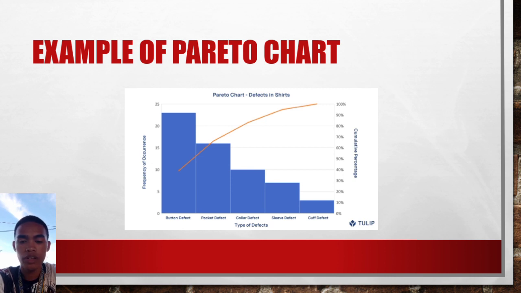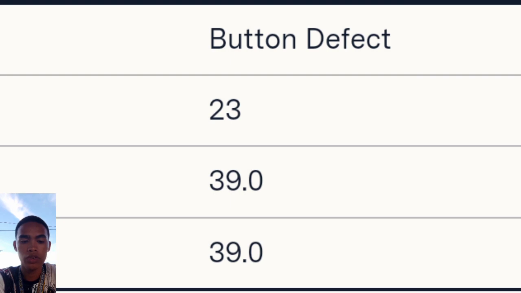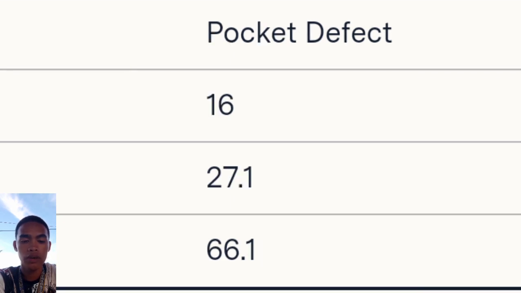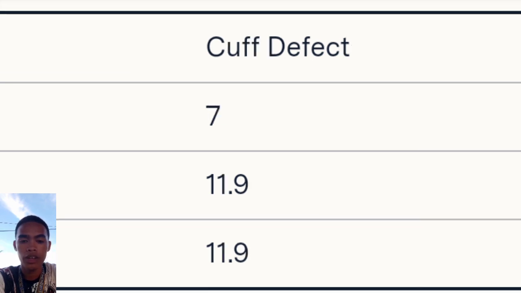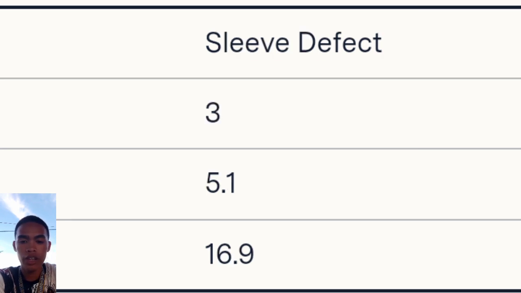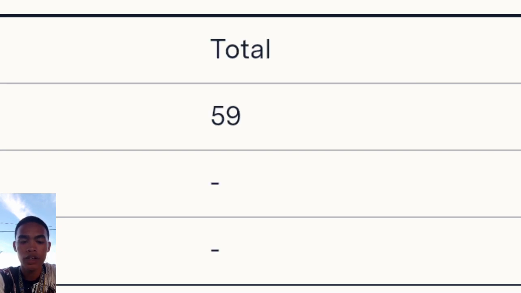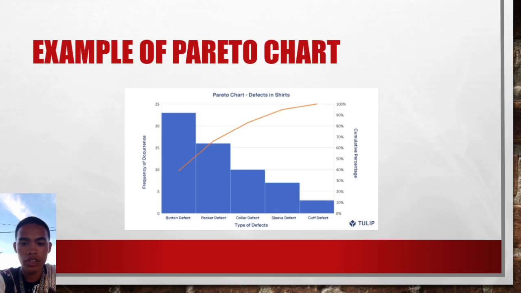Let's look at the table of data for the Pareto chart above to understand what cumulative percentage is. Bottom defect: 23, 39, 39. Pocket defect: 16, 27.1, 66.1. Color defect: 10, 16.9, 83.1. Cuff defect: 7, 11.9, 95. Sleeve defect: 3, 5.1, 100. Total of 59. For color defects, the percentage of total is simply 10 over 59.